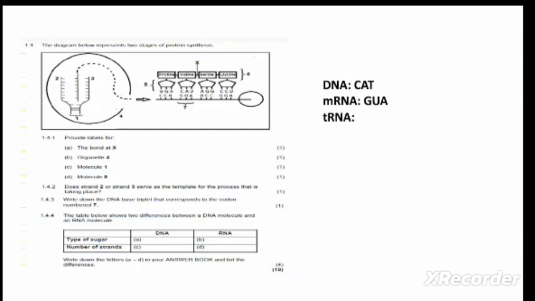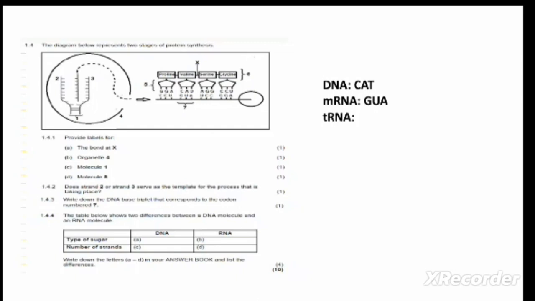So let's look at the next question. It says that the table below shows two differences between DNA molecule and an RNA molecule. We have the type of sugar, we have the number of strands. So if you fill this table, let's look at the question. Write down the letters A to D in your answer book and list the differences. So sugar at DNA is deoxyribose sugar, at RNA B is ribose, at C how many strands? In DNA we have 2, in RNA we have only 1 strand.